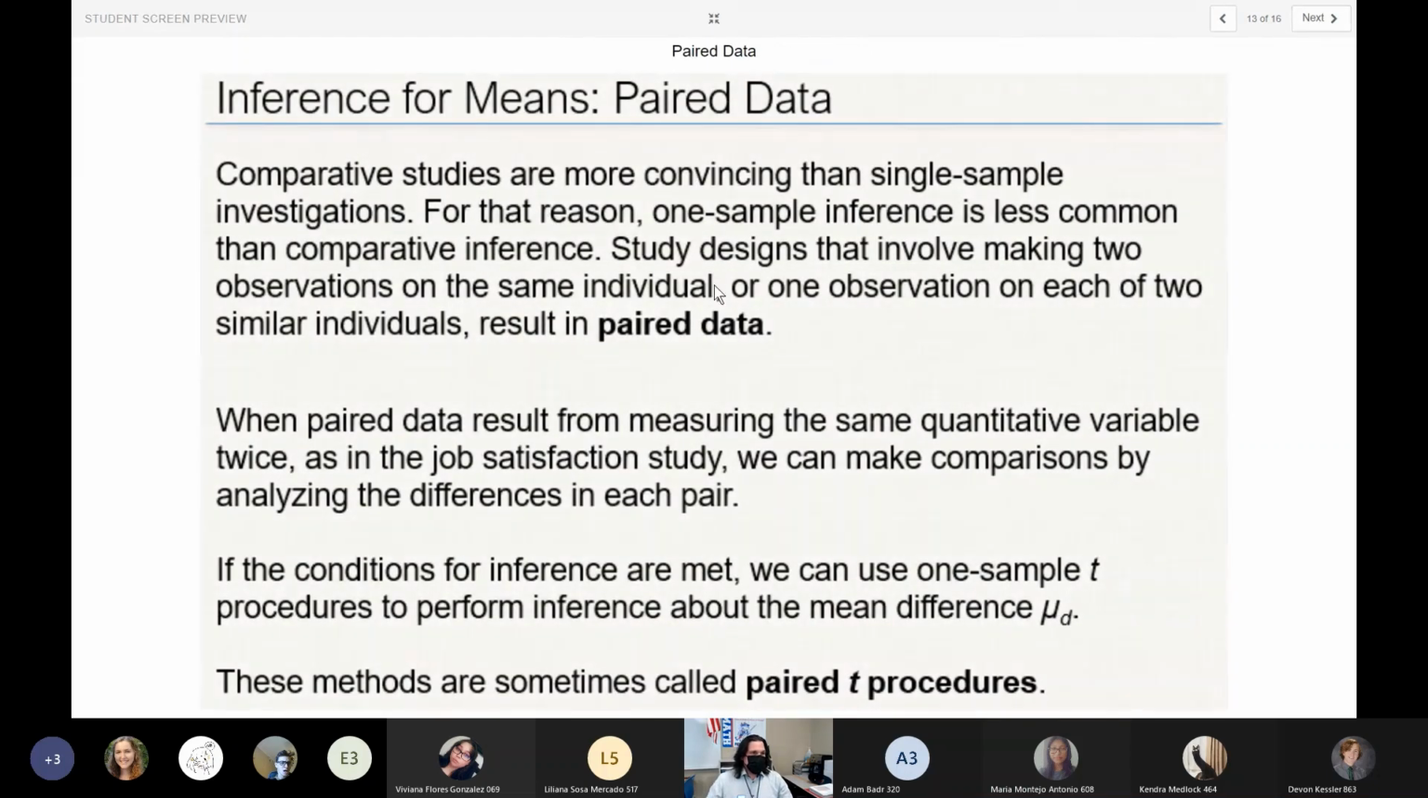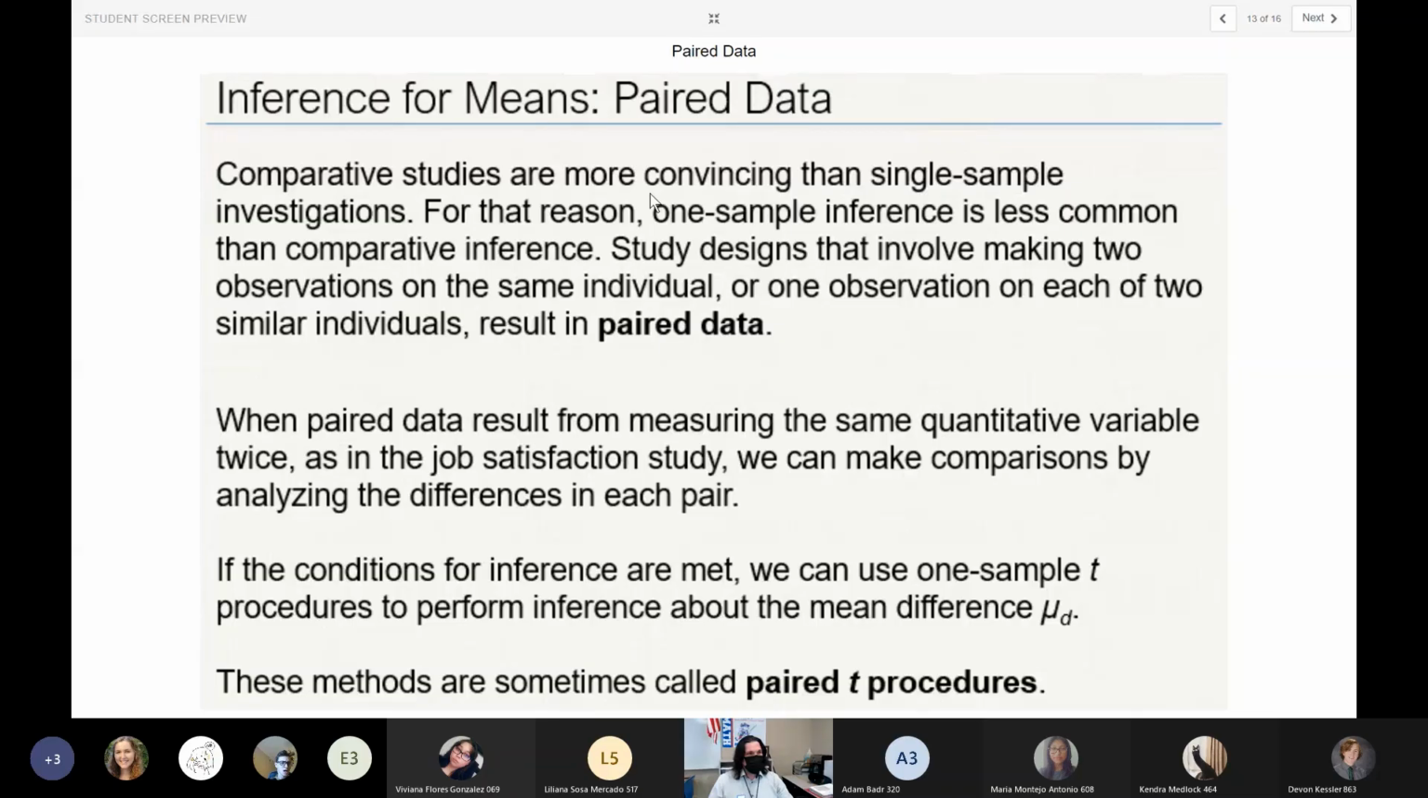Now, the other thing we can do with a one sample t-test is do inference for means about paired data. This is different than what we will see in chapter 10. They seem very similar, and we have to be careful about which one we use. Paired data is a scenario in which we're comparing things within the same group, right? And so we'll see an example of this here.